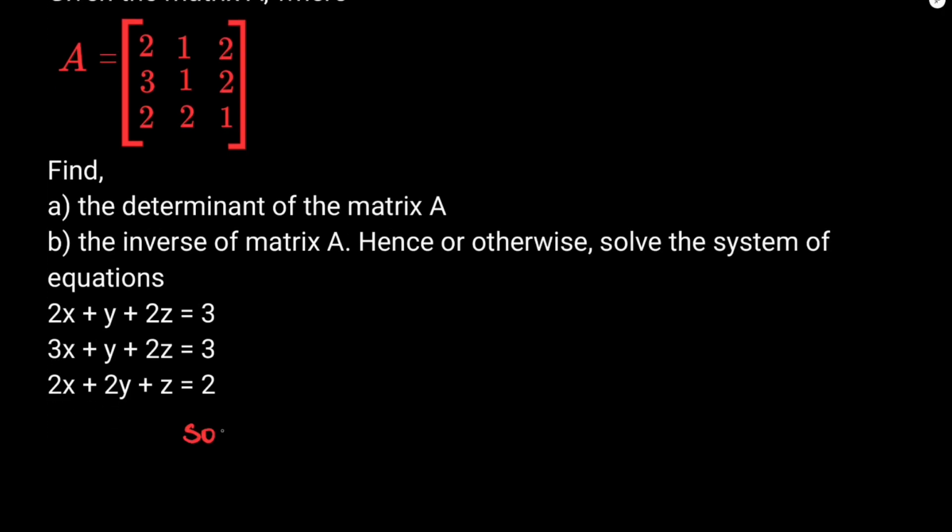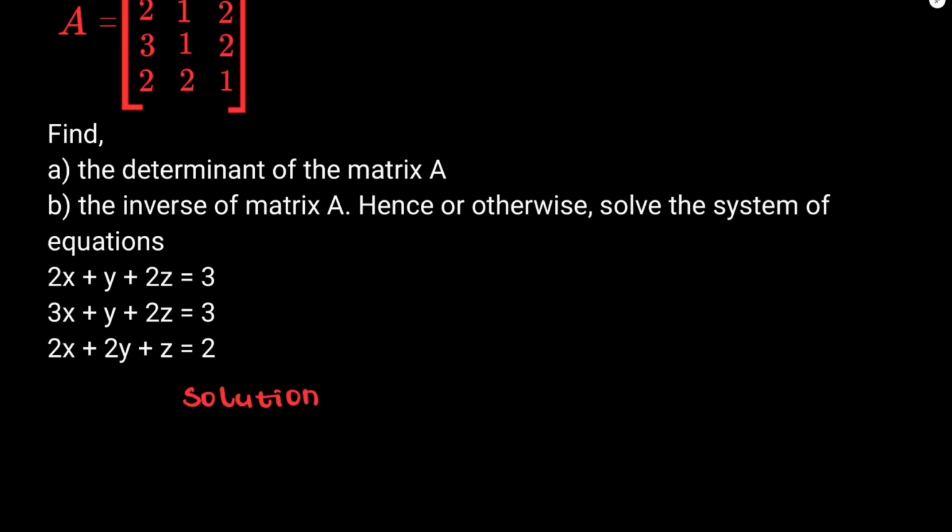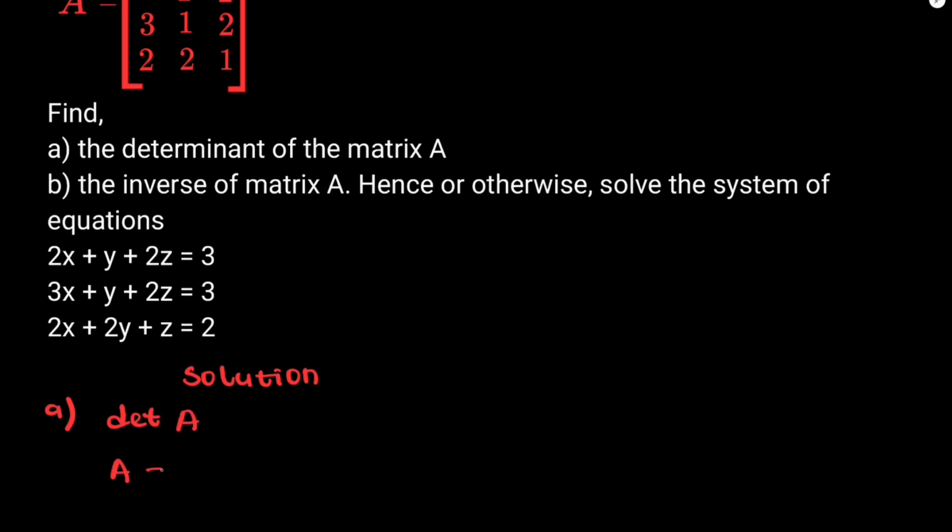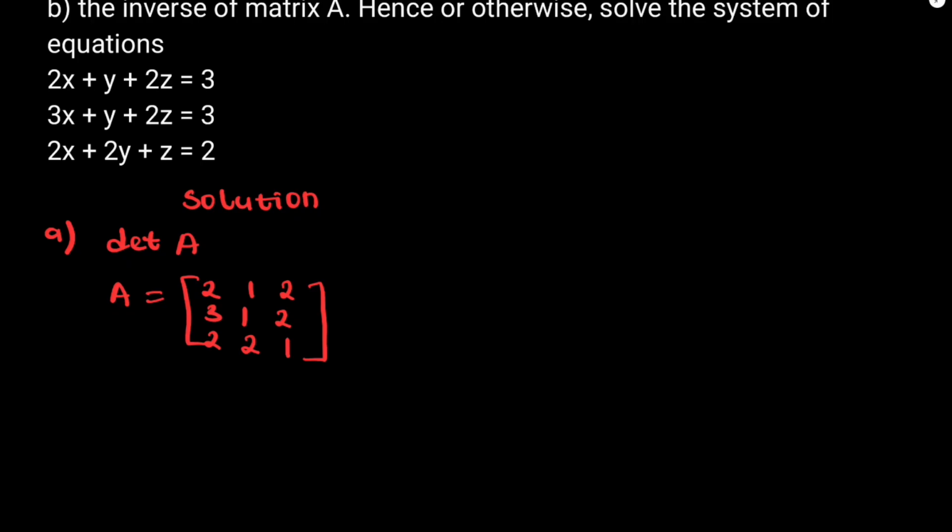So we have the solution. Let's start with A, which says we should find the determinant of the matrix A. So let me write back the matrix, which is 2 1 2, 3 1 2, and 2 2 1. To find the determinant of this matrix, we do cofactor expansion. I'm going to choose the first row to carry out the expansion.